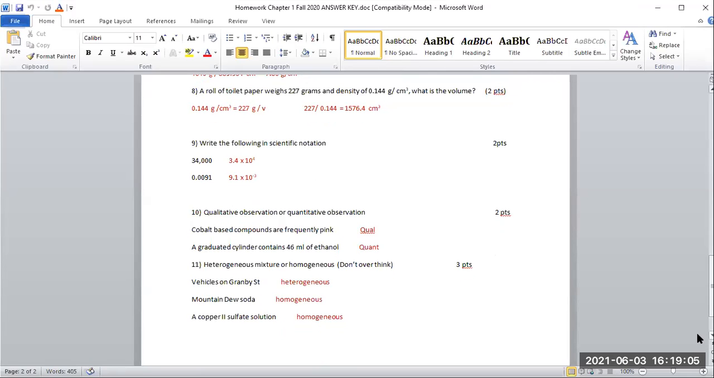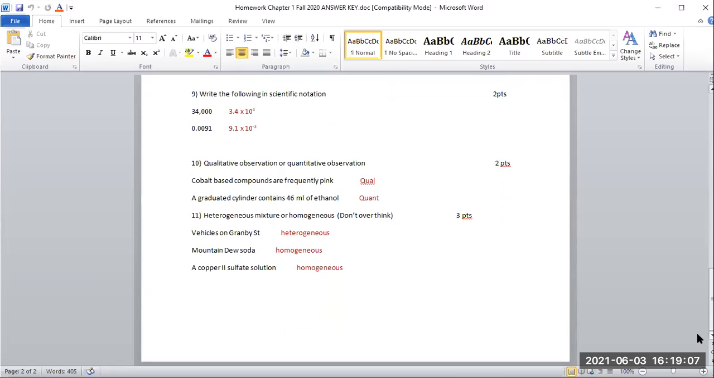The last few problems are sort of concept oriented. Cobalt compounds being pink is qualitative. It has no number values in it. A graduated cylinder containing 46 milliliters. That one is quantitative because it does have a number value present.